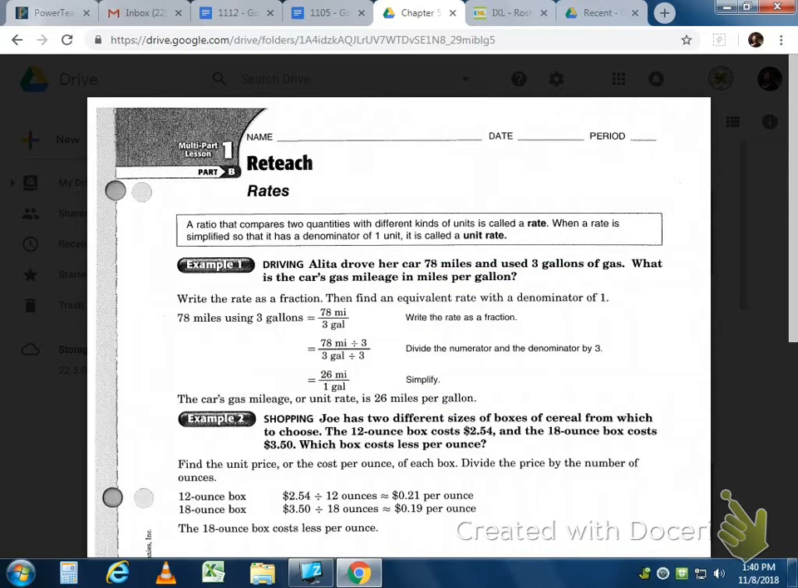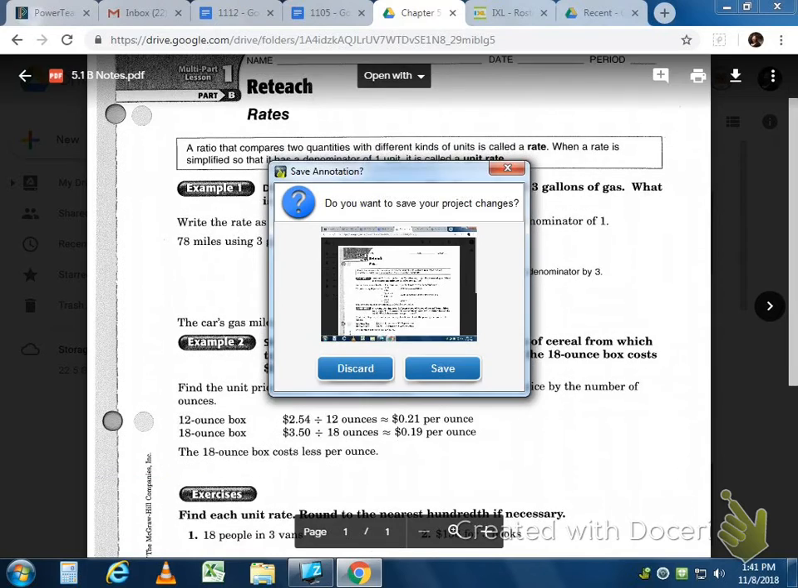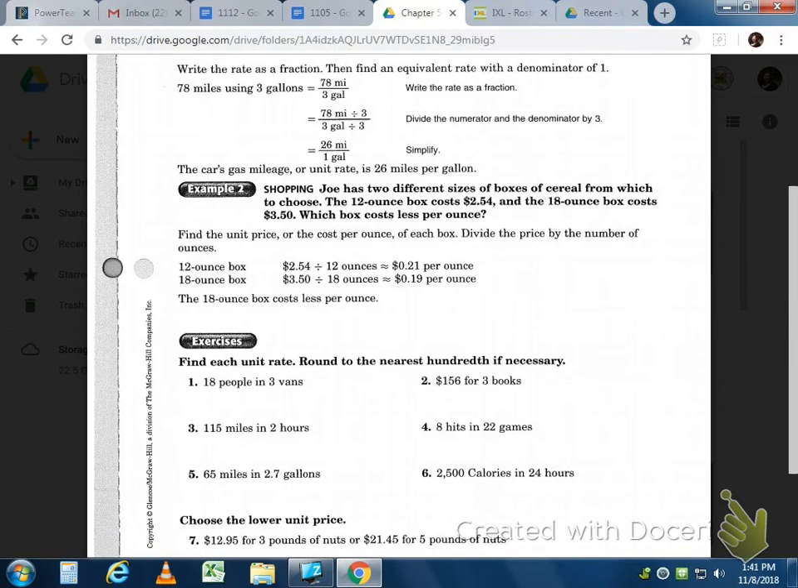Okay, so let's look at example 2. This is what happens at JC and Kroger. It says Joe has 2 different sizes of boxes of cereal from which to choose. The 12-ounce box of cereal costs $2.54, while the 18-ounce box costs $3.50. Which box costs less per ounce?